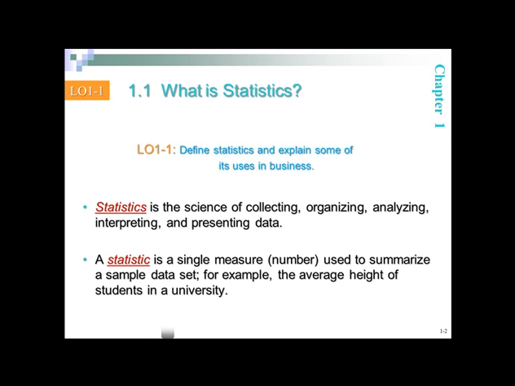We use the word statistic a lot. It has several different meanings. A statistic is a single measure used to summarize a sample data set. For example, the average height of students at a university is a statistic. You hear these all the time. People refer to sports statistics, like the average free throw percentage for a particular player or team, or the batting average for a baseball player.